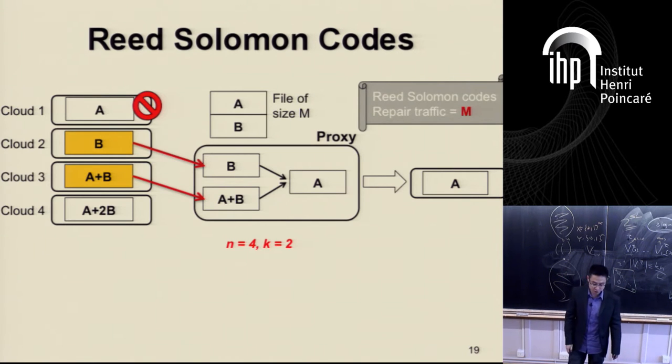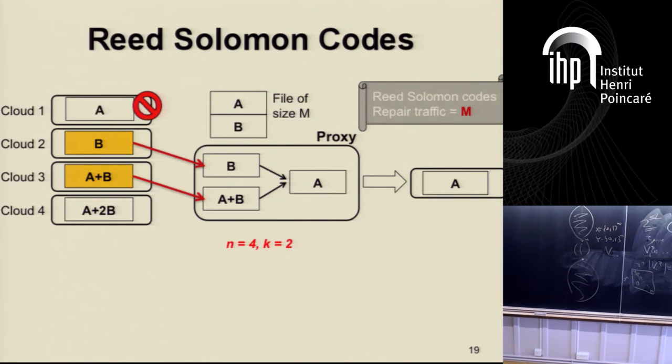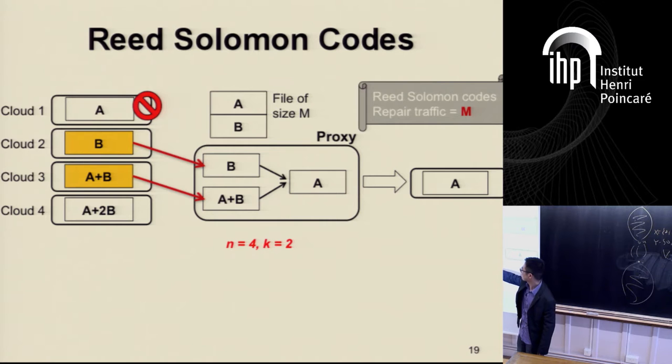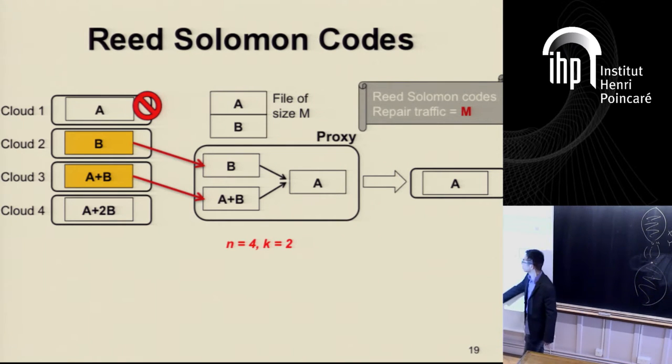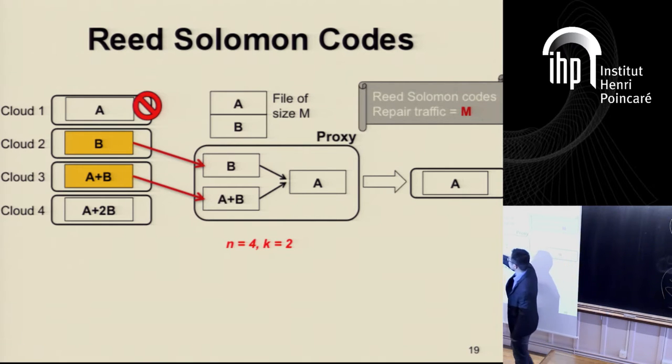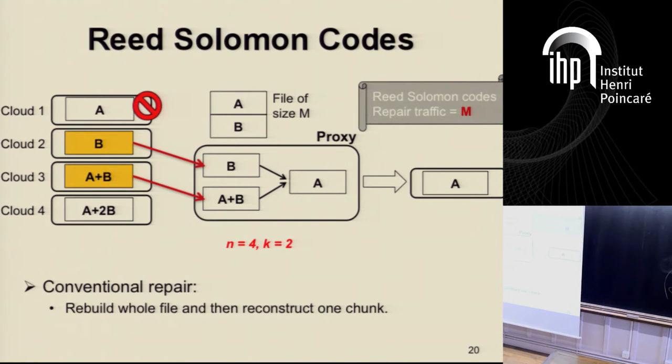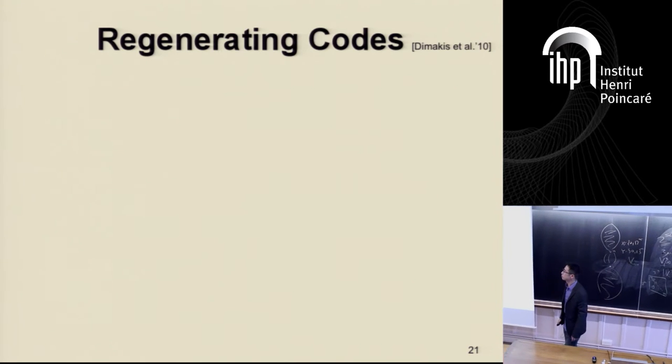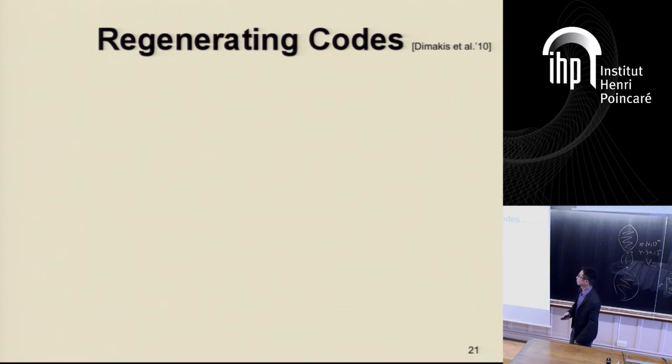The Reed-Solomon code is a traditional MDS code. And the basic scenario is like this. Clouds 1, 2, 3, 4 are encoded like this. If the first cloud fails, then we can use cloud 2 and cloud 3 to repair the lost data, A. But we can see that the repair traffic is equal to M. That means we need to transmit two chunks, and the two chunks are equal to the total size of the file. That means it is equal to M. That is the repair traffic in the Reed-Solomon code scenario. Okay, and let me see how the network coding scenario outperforms the Reed-Solomon code.